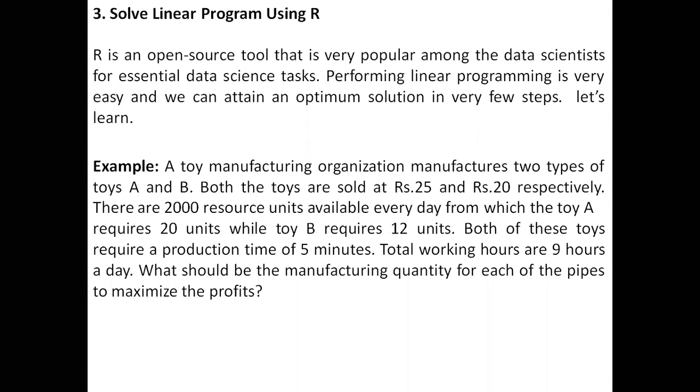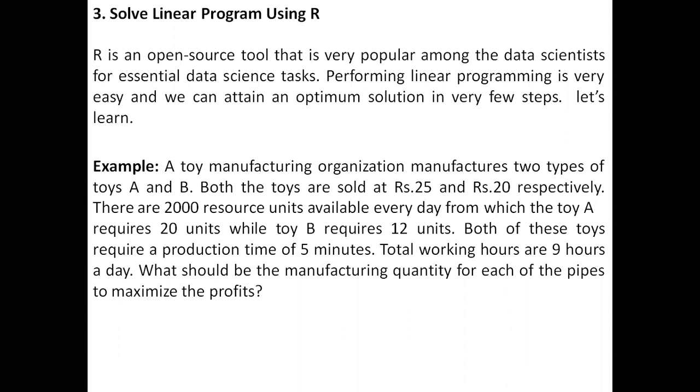In this, toy A requires 20 units, while toy B requires 12 units. So to meet that particular retailer's demand, he needs only 20 units for type A toys, and for type B only 12 units out of 2000. So out of 2000 he needs only 32 units, nothing more than that.